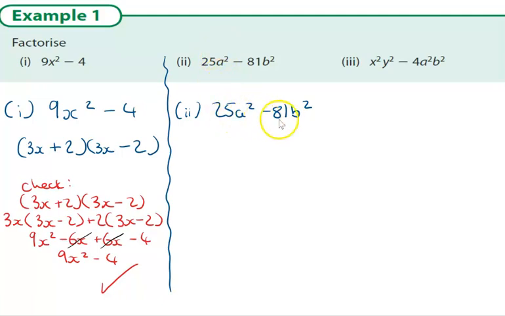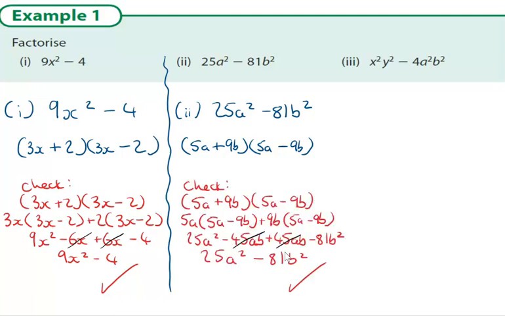Part 2, 25a squared minus 81b squared. So we're going to have two sets of brackets, one's a plus, one's a minus. Then the square root of 25a squared is going to be 5a, so that goes in the front of both brackets. And the square root of 81b squared will be 9b, so that goes in the back of both brackets. And then we check by multiplying out our brackets, and we get back to the start, so we know we're right.